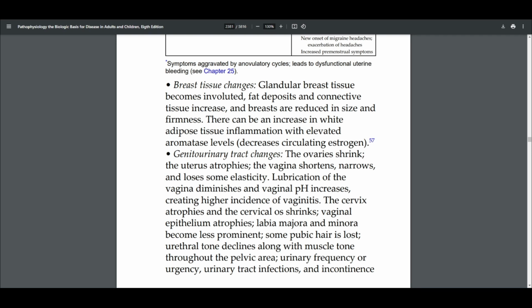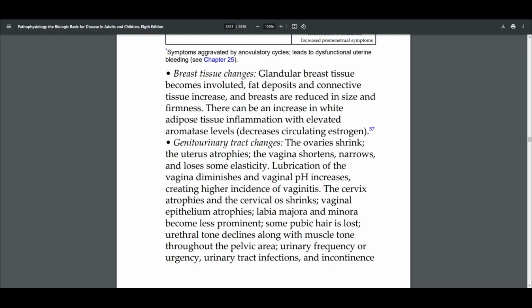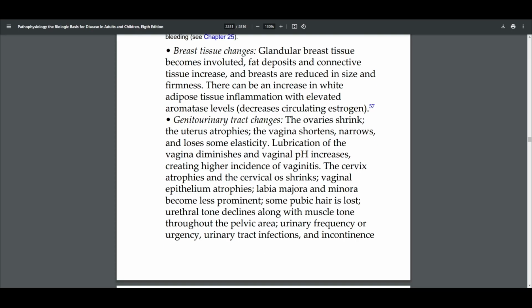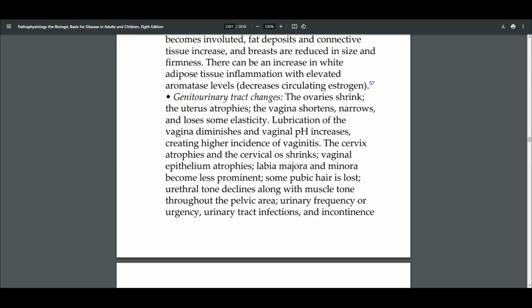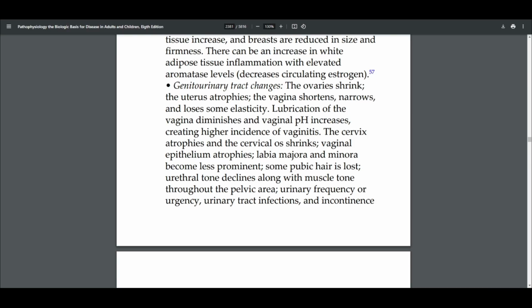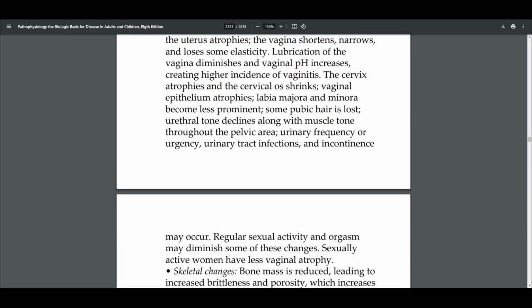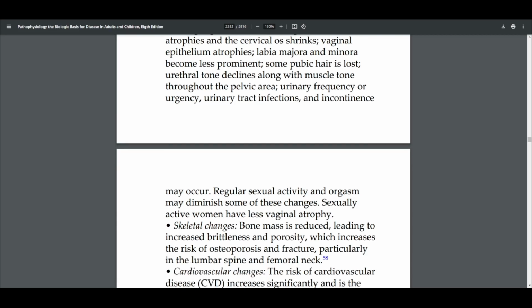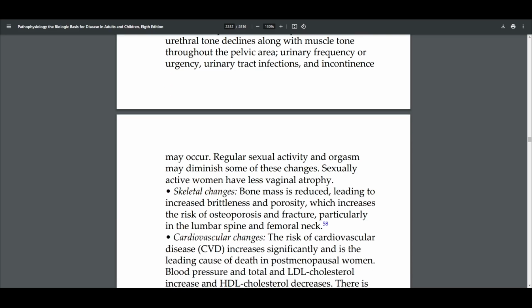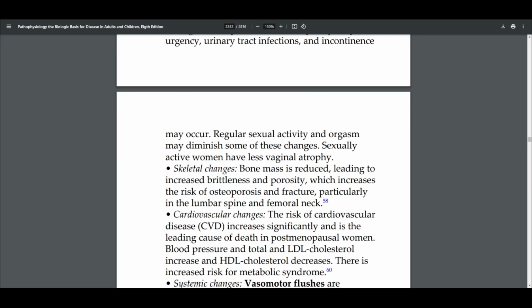Vaginal epithelium atrophies, the labia majora and minora become less prominent. Some pubic hair is lost. Urethral tone declines along with muscle tone. Throughout the pelvic area, urinary frequency or urgency, UTIs, and incontinence may occur. Regular sexual activity and orgasm may diminish some of these changes. Sexually active women have less vaginal atrophy.